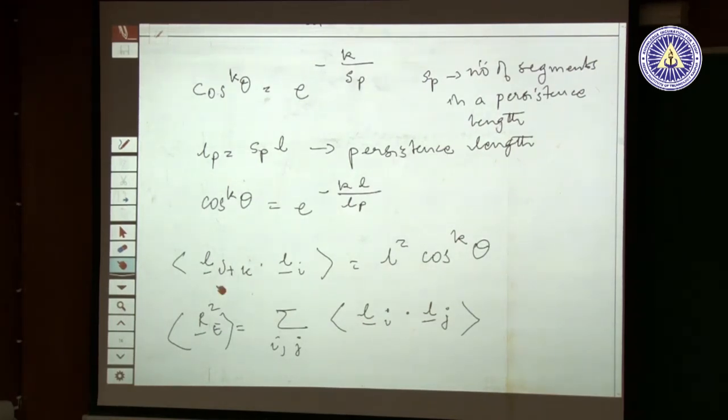I am looking at how the bond L_{i+k} is correlated with L_i, and you see that as the distance k between them grows larger and larger, their correlation decays. If you look at one bond and the next one, they are highly correlated because you have a rule that it can only make an angle theta, so you immediately get L_{i+1} dotted with L_i.